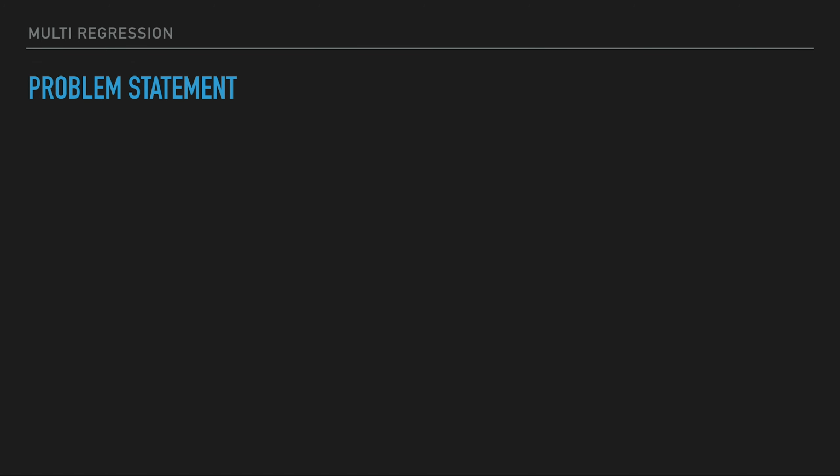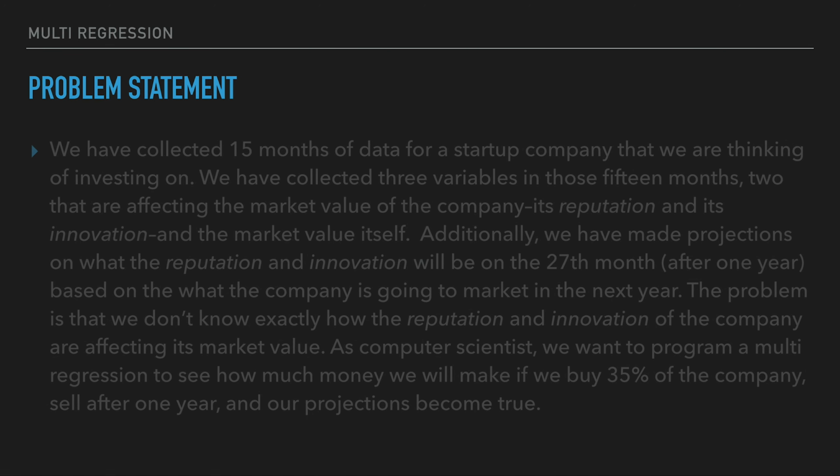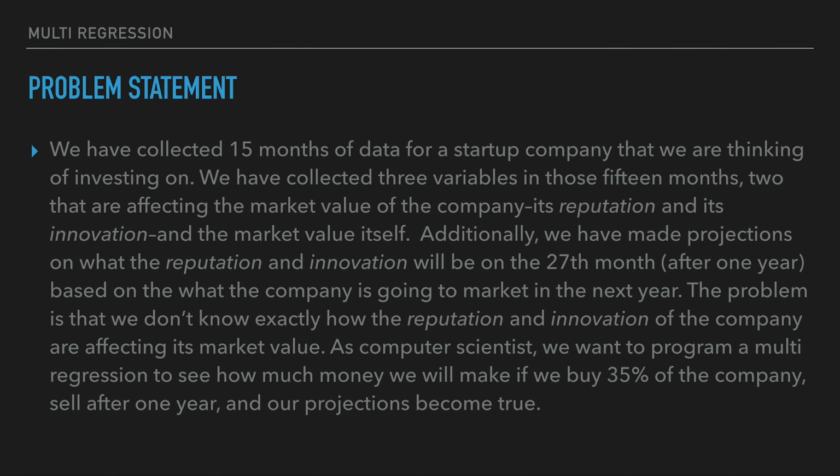So let's have a problem statement just as we did in the linear regression video, and let's see what we need to solve in this video. Great. So it says we have collected 15 months of data for a startup company that we are thinking of investing in. We have collected 3 variables in those 15 months. 2 that are affecting the market value of the company, and those are its reputation and innovation, and the market value itself. So we have 3 variables: reputation level, innovation level, and market value.